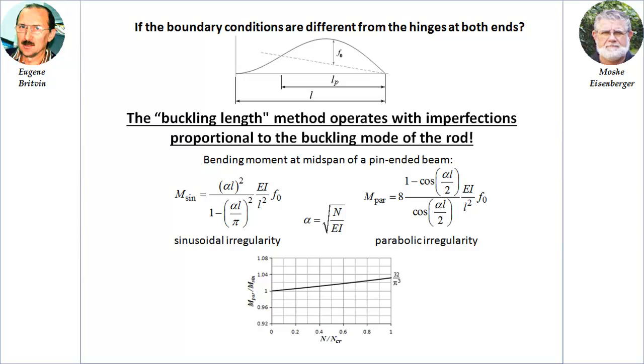It can be shown quite correctly that if the shape of the initial imperfection is proportional to the buckling shape of the rod under the given boundary conditions, then the coefficient phi will be calculated using exactly the same formula, only with the replacement of the physical length of the rod with the buckling length, the distance between the inflection points on the buckling mode curve.